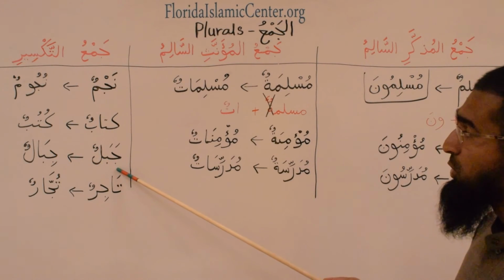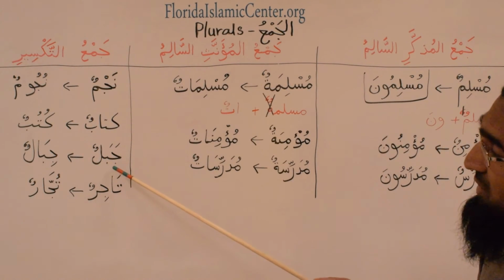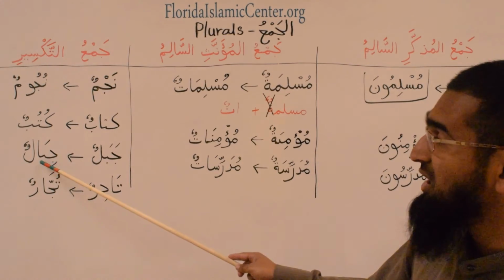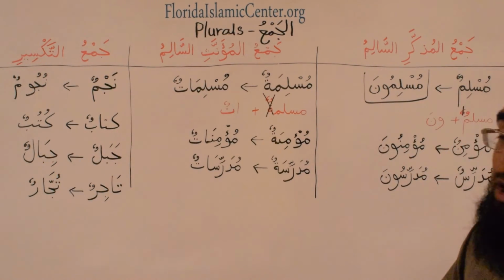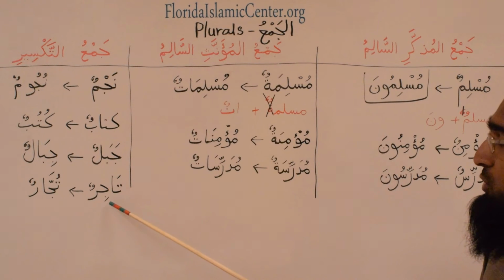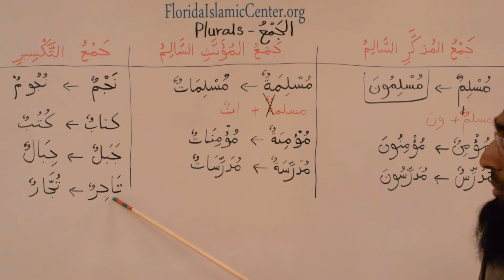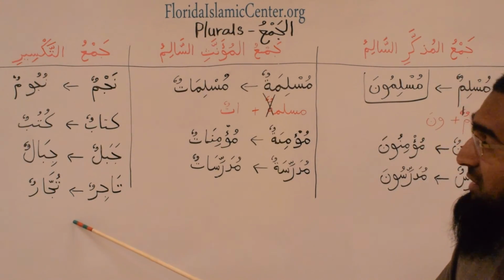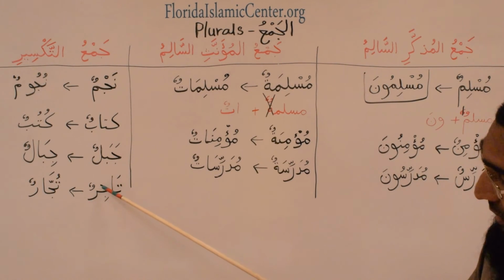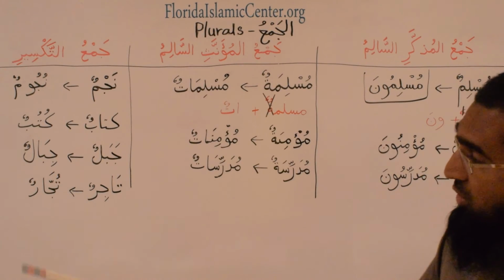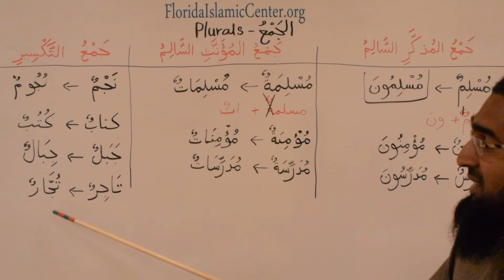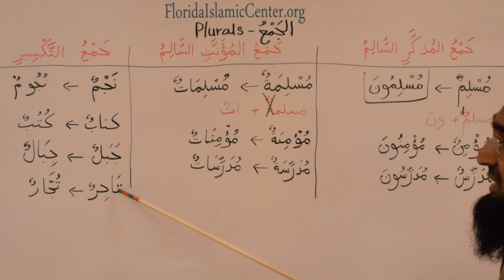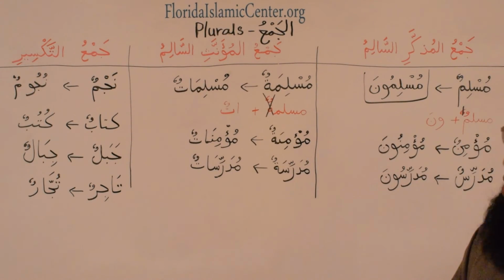Books. Then we have the word jabal. Jabal, which means mountain, becomes jibalun. So there was an additional letter. There was an alif. Also the vowels changed. And tajirun, which is a merchant or a businessman, becomes tujarun. Notice that the jim had no shadda here and now the jim has a shadda in the plural. And then there's an alif after the jim here in the plural. So it's totally different. Tajirun becomes tujarun.